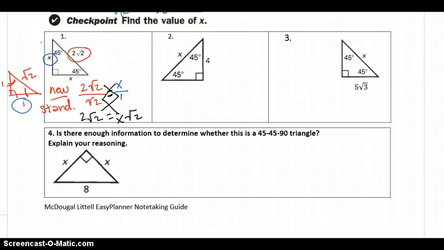I can divide both sides by the square root of 2. There's not a lot of room here, I apologize for that. But when I divide both sides by square root of 2, I am just left with x is equal to 2. Just cross multiplying gives me 2 root 2 equals x root 2, but I want x by itself, so that's why I then divide both sides by root 2. Okay, questions on number 1?